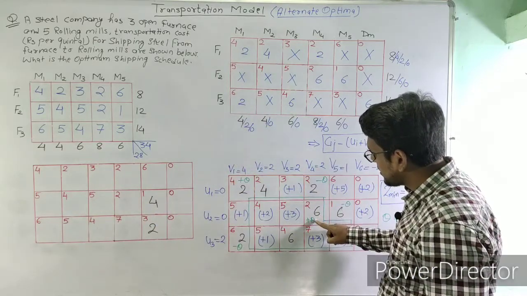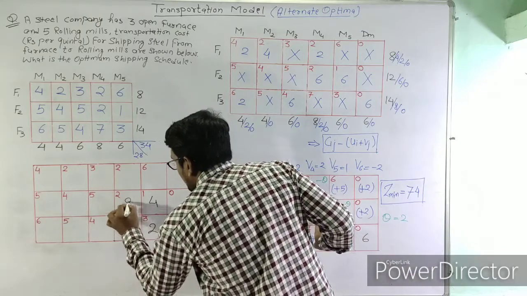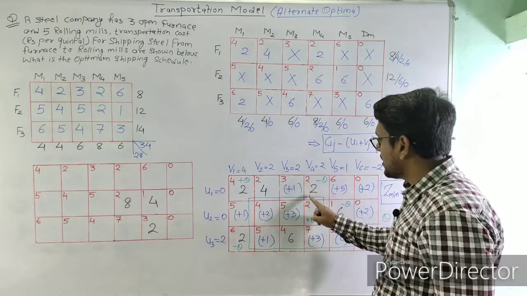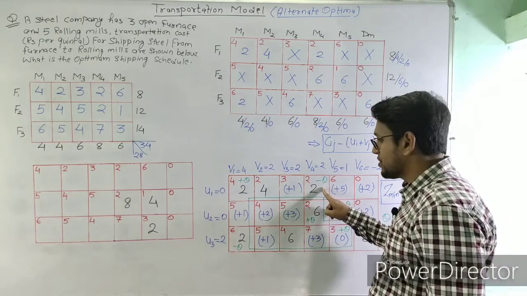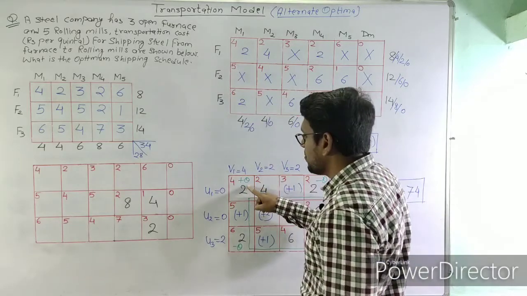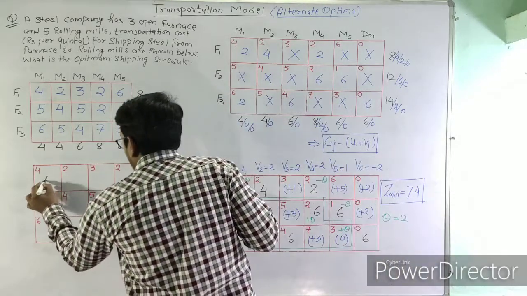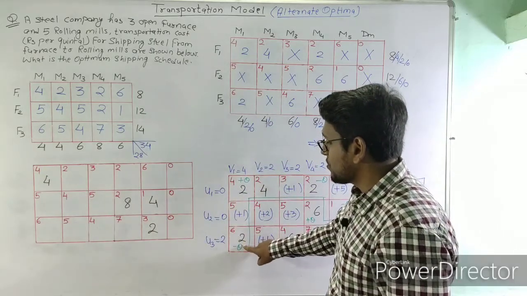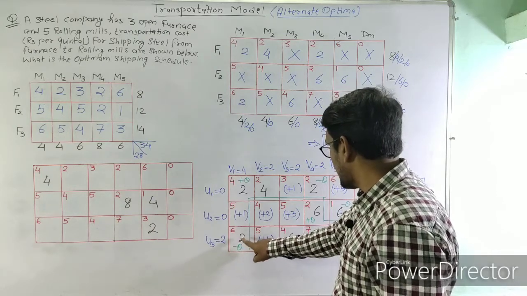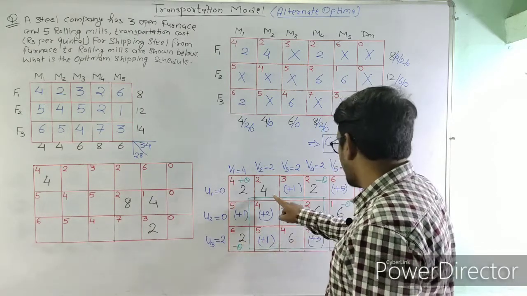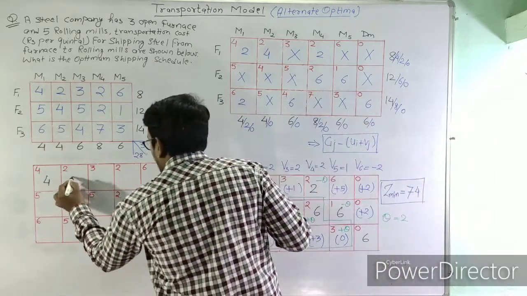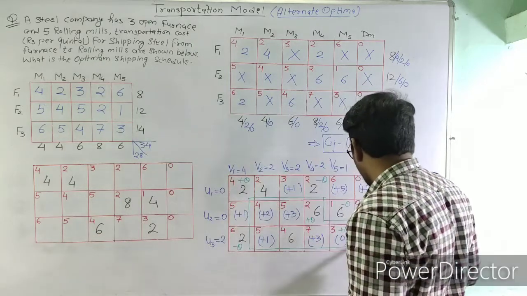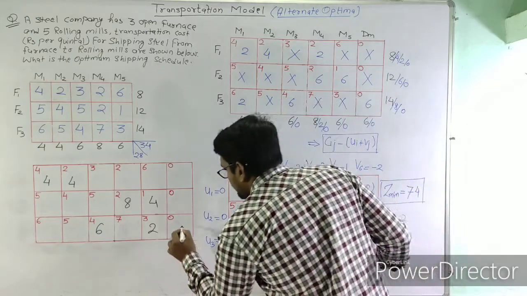Similarly here 6 plus theta, that means 6 plus 2 is 8, so this will become 8. This will be 2 minus theta, 2 minus 2 is 0, that means now in this cell there will be no allocation. Similarly here 2 plus theta, 2 plus 2 is 4, so this will become 4. This will be 2 minus theta, that means 2 minus 2 will be 0 and there will be no allocation here. And the remaining allocations are 4, 6, this will be 6 and this is also 6.